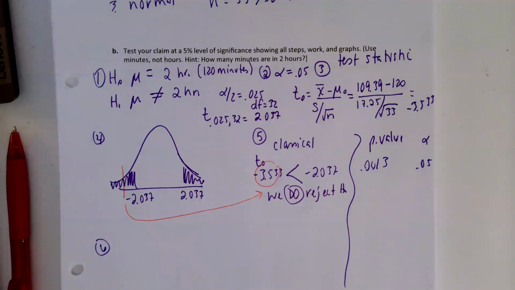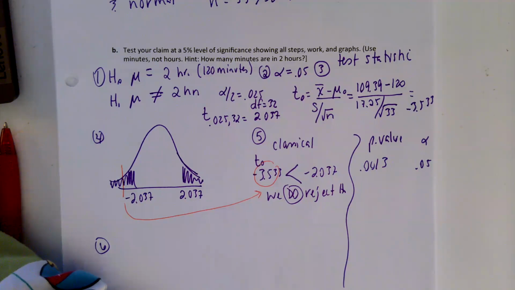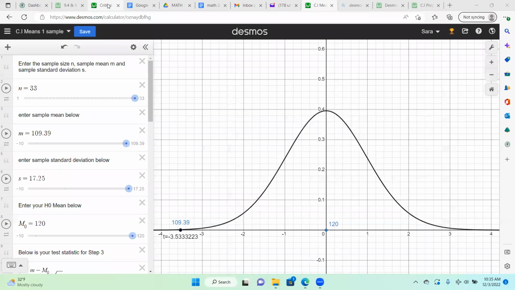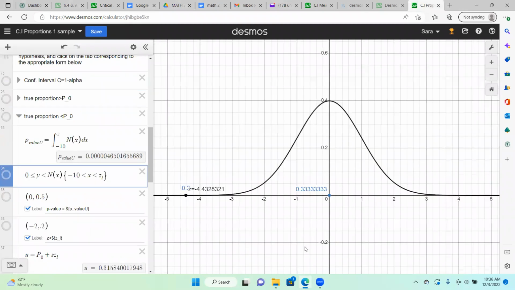Now, if the alpha that you were using is not on the formula sheet, then we would have to use, I'm just going to show you as a reminder, in Desmos, the one that says critical Z and T scores. So because we're doing a T score, we're going to go right here. My degrees of freedom is 32, and the area that I want to find is 0.025, and it's going to be a negative 2.037 when I round. Now, remember, it's symmetric, so that's why we use a positive and a negative. Okay? Let's go back to our paper so we can wrap this up.